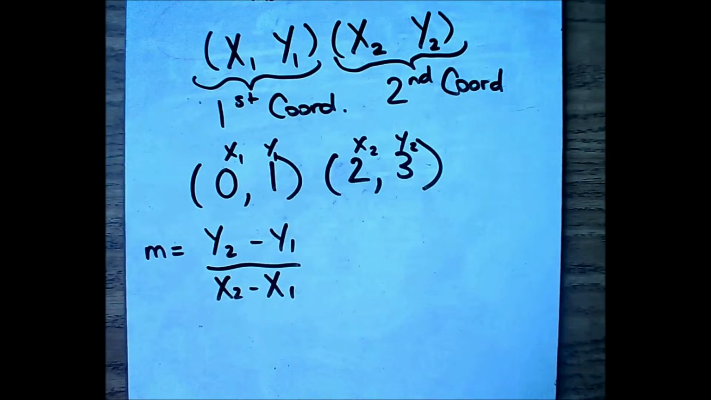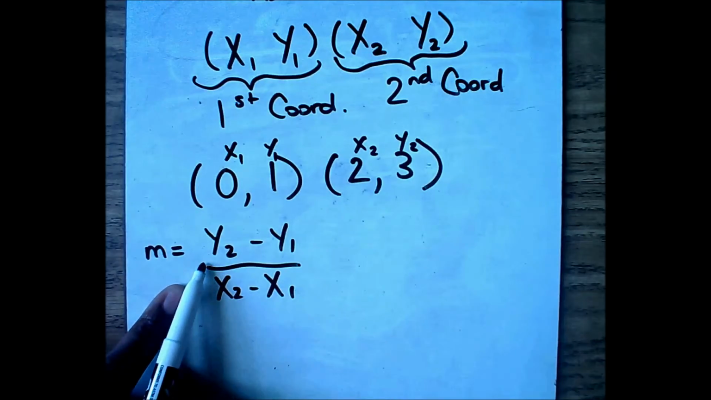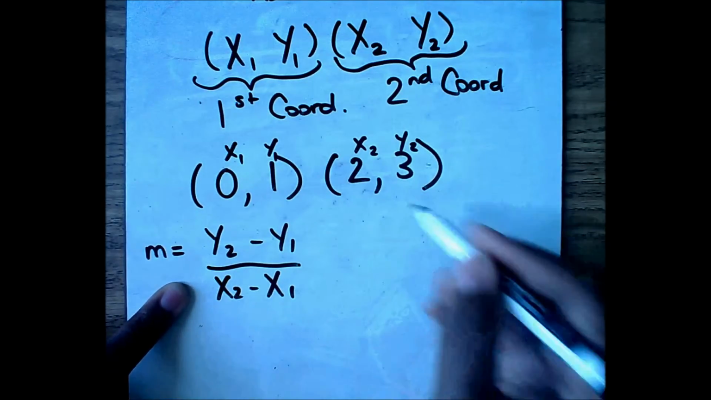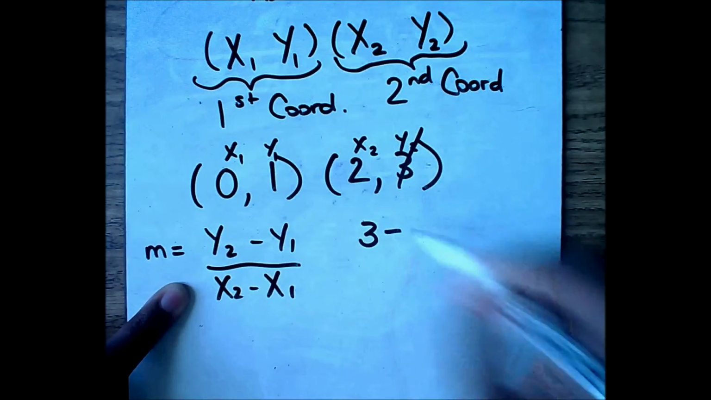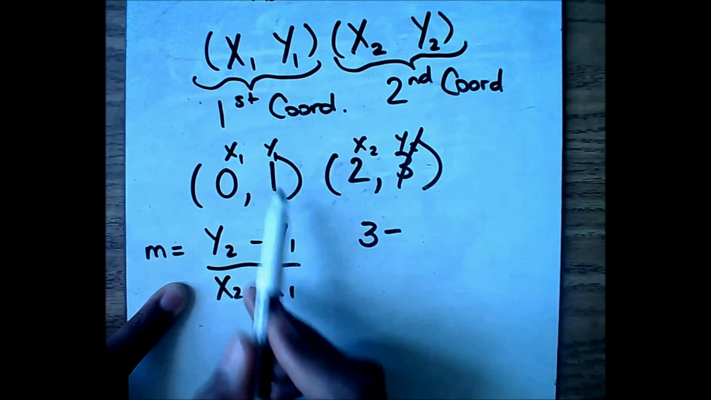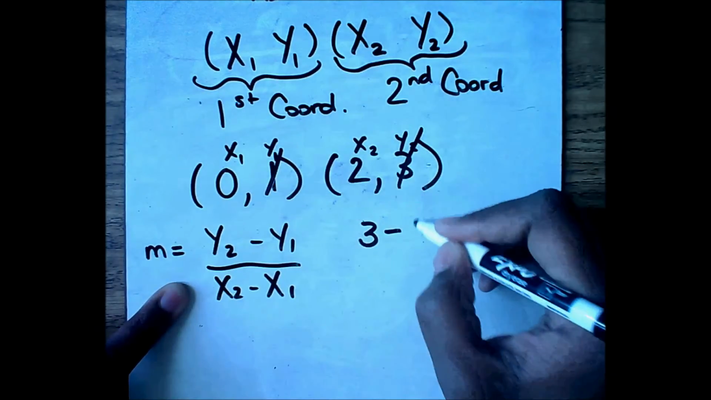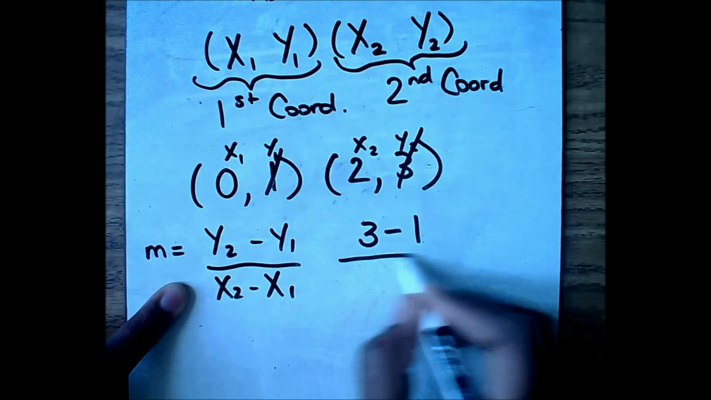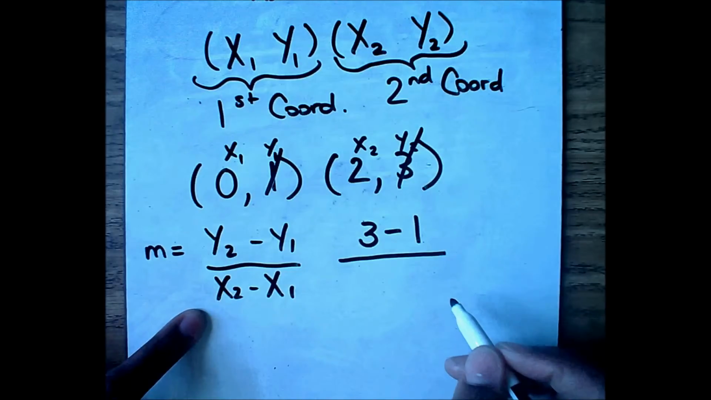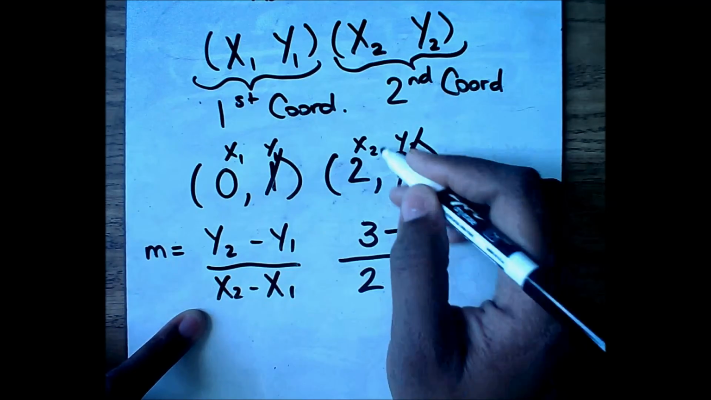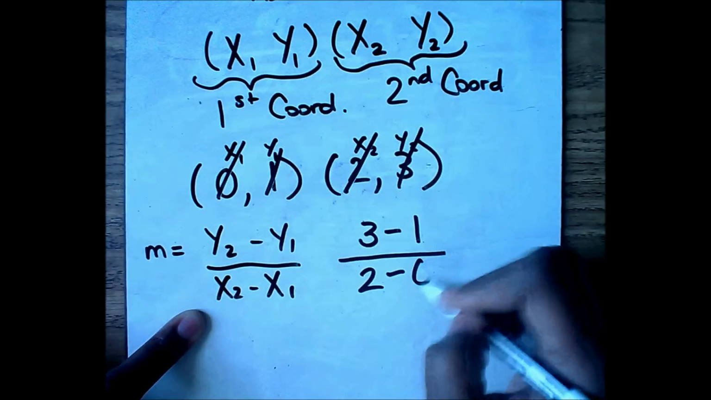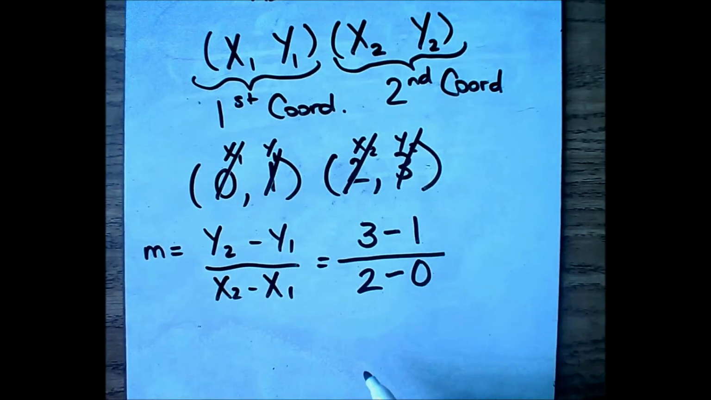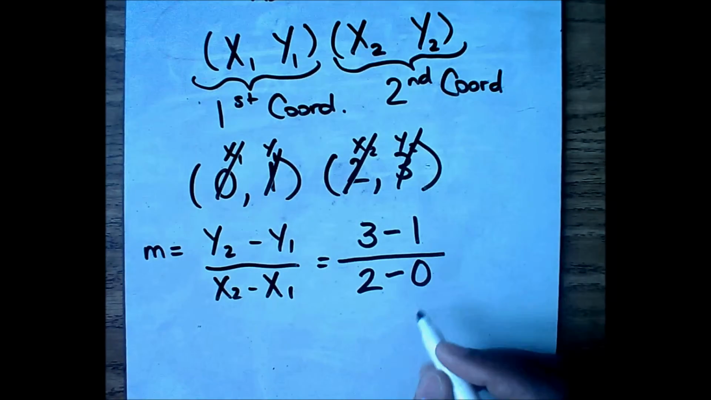So I'm just going to plug everything in. The formula says y sub 2 goes first, so I'm going to find y sub 2, which is 3. I'm going to cross that out, I've used that already. Minus my y sub 1, that's 1. I'm going to cross that out. Over x sub 2 is 2, I'm going to cross that out. And minus x sub 1 is 0. So now I have everything set up. I have 3 minus 1 over 2 minus 0.